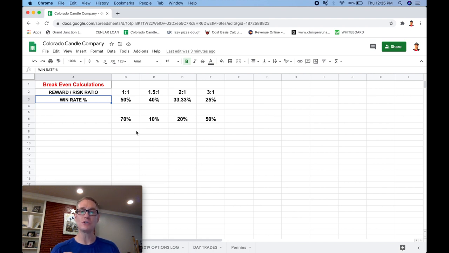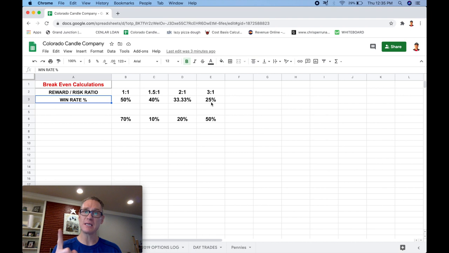So now what you can do is create a spreadsheet and say, okay, did this trade go 1-to-1? If it did, say yes on your spreadsheet. If the trade goes 1.5-to-1, mark yes. If it goes 2-to-1, mark yes. And let's say it didn't go 3-to-1, then you'd say no. So you're collecting data on whether or not a certain reward to risk ratio won or lost. Once you have all that data collected, you're going to be able to tell what percentage of the time you won and lost. So you will effectively have your win rate.